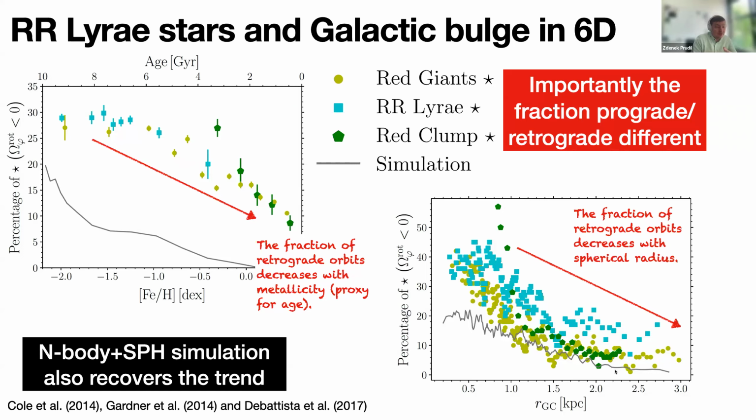It has similar features to the Milky Way, and there you can see also that the fraction of retrograde moving stars increases as you go closer to the center, and it also increases as a function of age, because in the simulation we actually have ages for individual stellar particles.